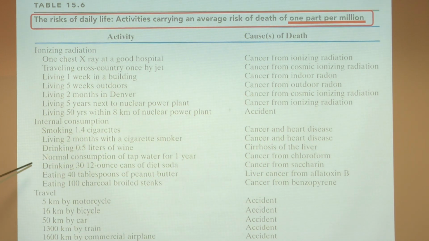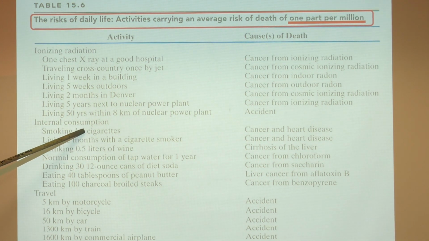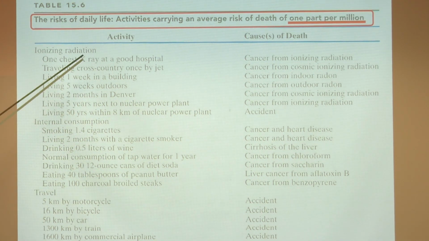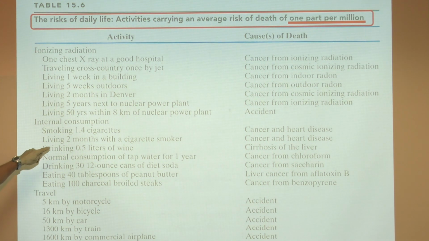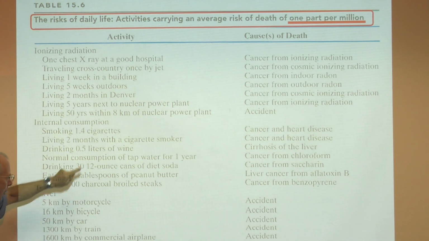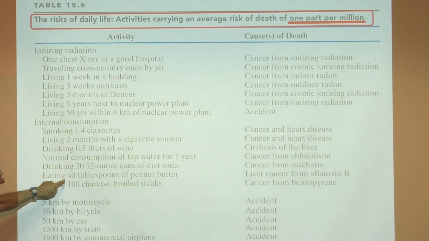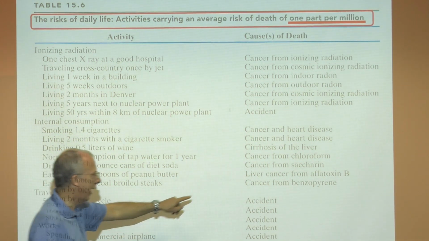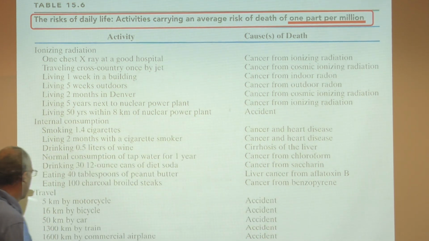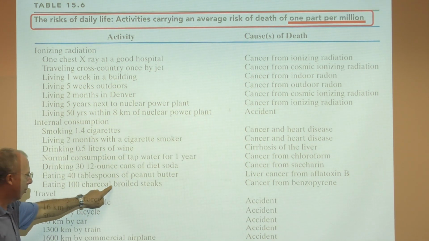Or look at this. If you have friends not living the word of wisdom, look at this. Smoking 1.4 cigarettes. Again, it has the same risk. Living too much with a smoker, diet soda, peanut butter, liver cancer from whatever that is, right? Eating 100 charcoal broiled steaks.